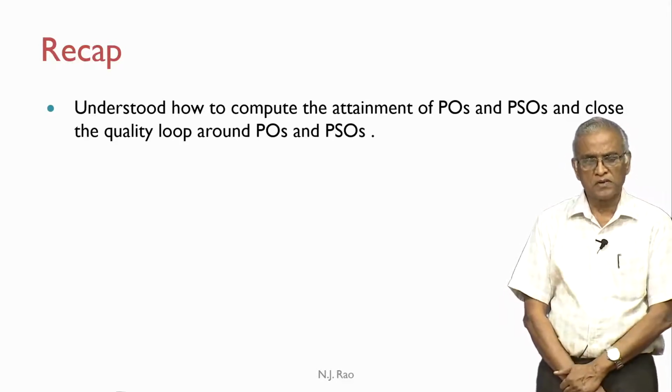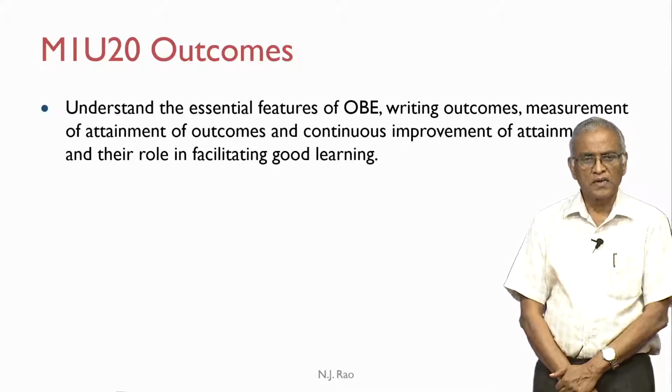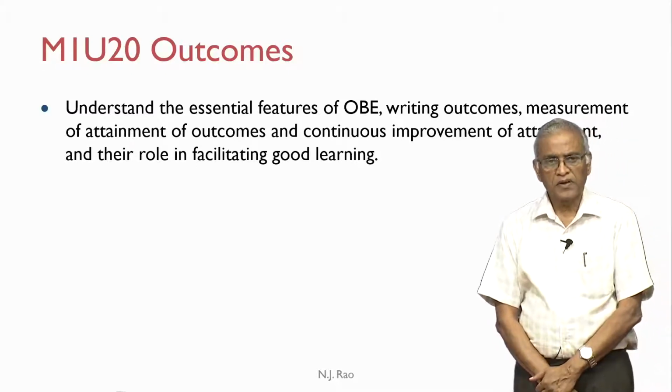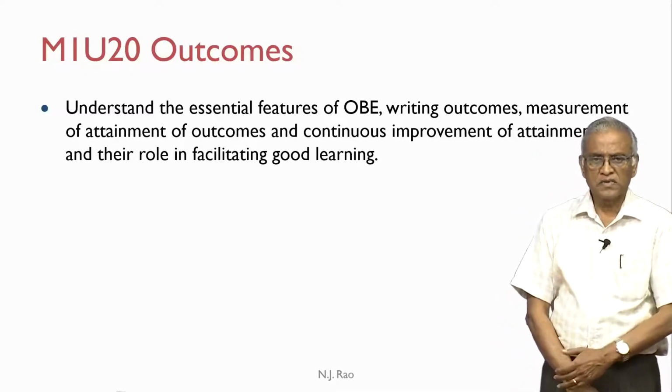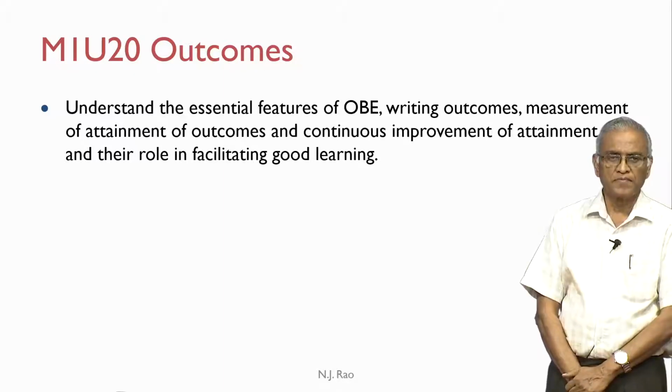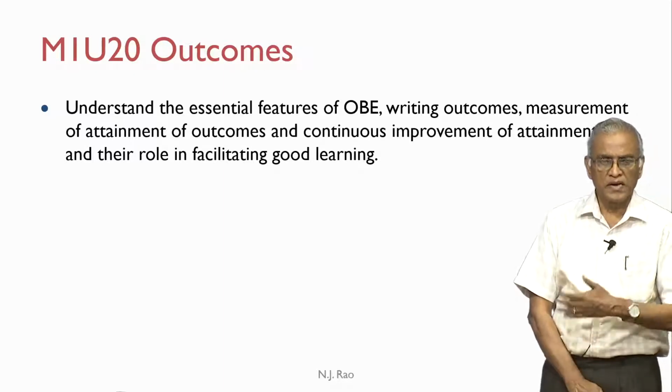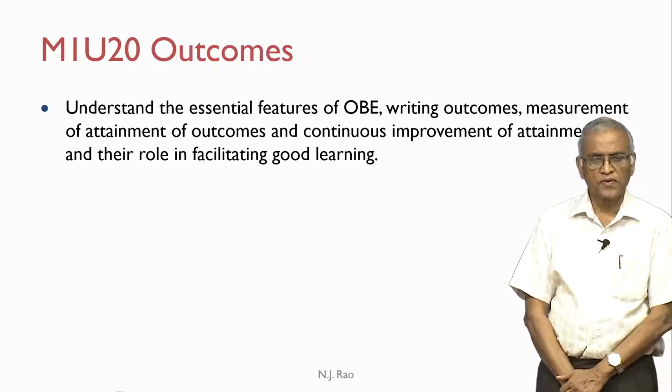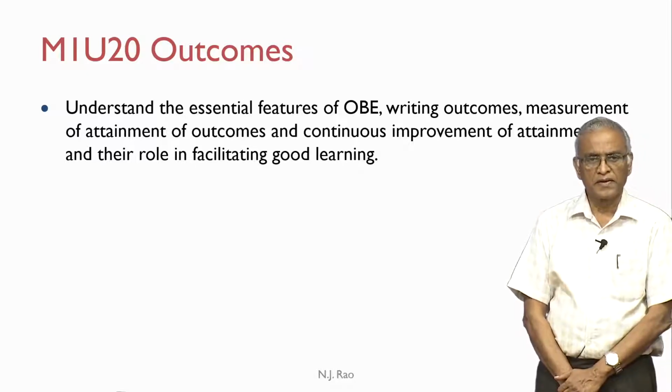That was the earlier unit, and in the current unit we try to understand the essential features of OBE: writing outcomes, measurement of attainment of outcomes, and continuous improvement of attainment, and their role in facilitating good learning. So, we look at the entire summary of what we have done in the last 19 units.